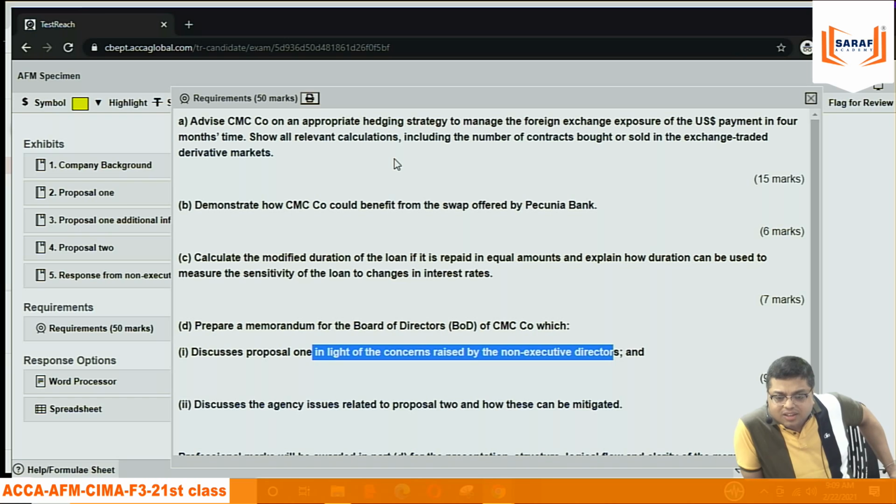Demonstrate how CMC company could benefit from the swap offered by P Bank, which is an interest rate swap. Calculate them, A and B, it is maximum calculation type. Calculate the modified duration of the loan, this is also calculation. If it is repaid in equal installments, and explain how duration can be used to measure the sensitivity of the loan to changes in the interest rates.